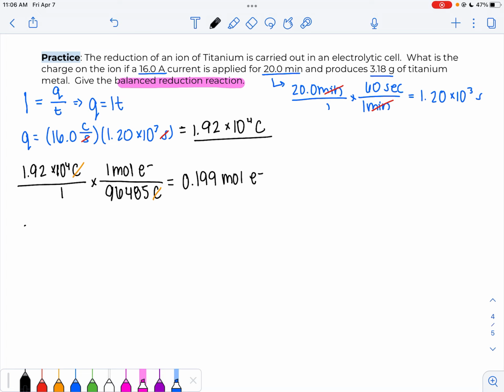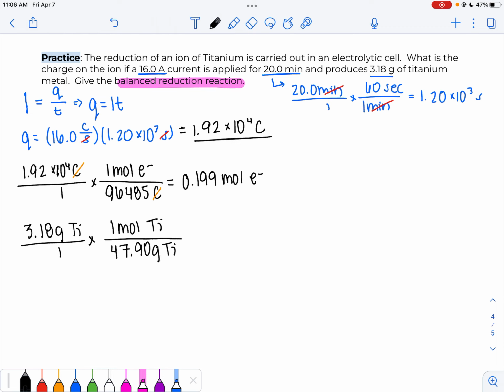So to do that, I take my 3.18 grams of titanium and I got to convert this thing into moles. Luckily, that's like one of the easiest things we know how to do at this point. We know that one mole of titanium has a mass of 47.90 grams. So cancel, cancel. And when I plug this in my calculator, I end up with 0.0664 moles of titanium. So this is how many moles of titanium were produced. Great. This is how many moles of electrons were transferred.